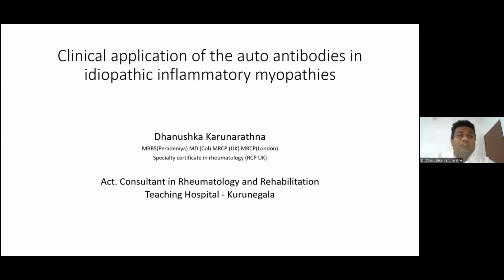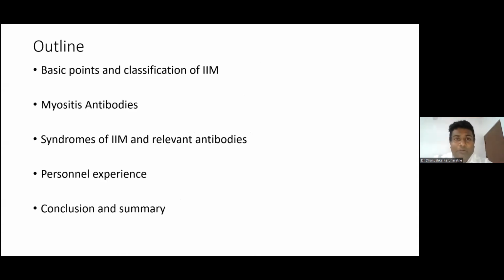This is going to be the outline of our talk today. So here I'll be talking about the basic points and the classifications of the idiopathic inflammatory myopathies. And then the theme of this talk will be the myositis antibodies and its relevant clinical syndromes. And I would like to share one of my personal experience here in Sri Lanka with regard to these antibodies.